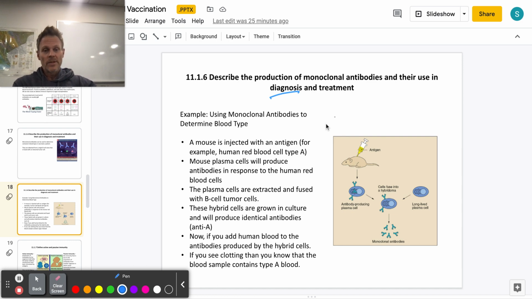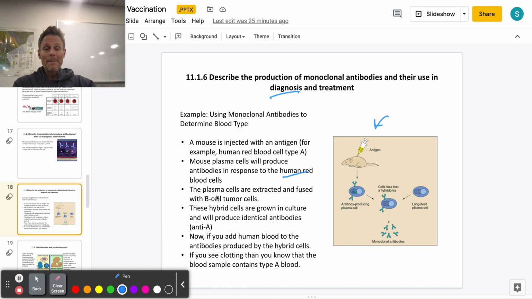All right, so let's do this. So we take this poor mouse and we inject it with a human blood type, right? If I put blood type A in this mouse, the mouse's immune system is going to say, hey, this is non self. This isn't me. I need to produce antibodies for this. And the mouse will have an immune response to that human's red blood cell.